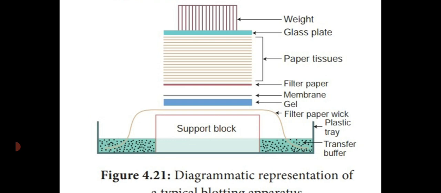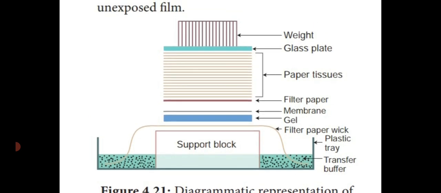Then above that, they have many filter paper tissues. On top of these, they are placing the glass plate. At the top of the glass plate, they are placing the weight. So this is the apparatus with which we can separate the DNA from agarose gel to the nitrocellulose.